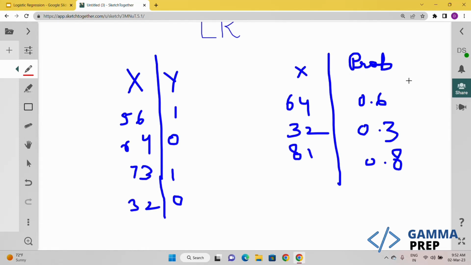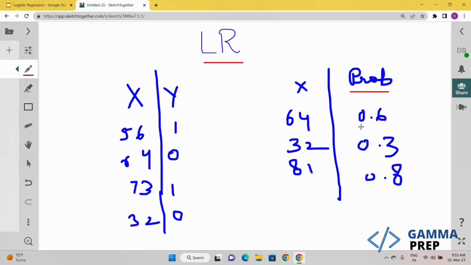So if you see, logistic regression will give the probability of a particular point being in a particular class. So when I say that logistic regression is giving the probability as 0.6 of a point being in class 1, that means if x is 64, for this particular data point, the probability that we get from logistic regression is 0.6, and this is the probability of this point being in class 1.